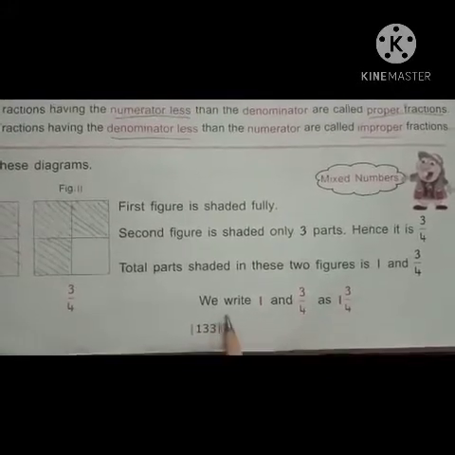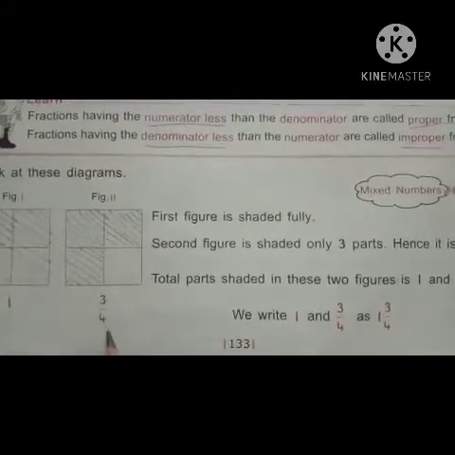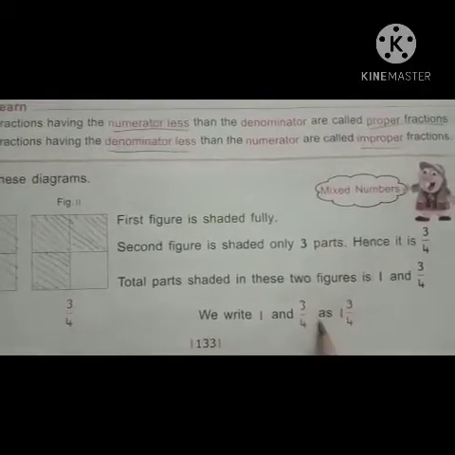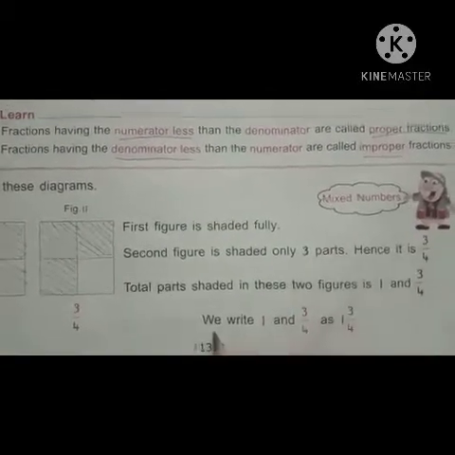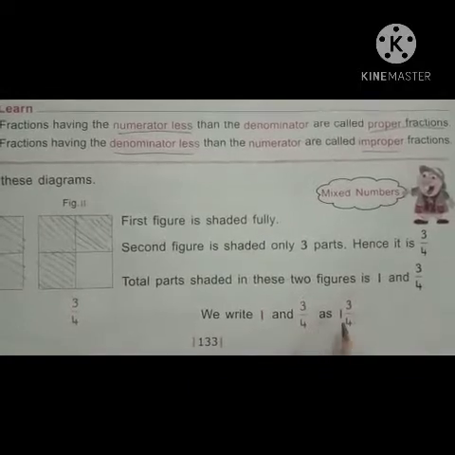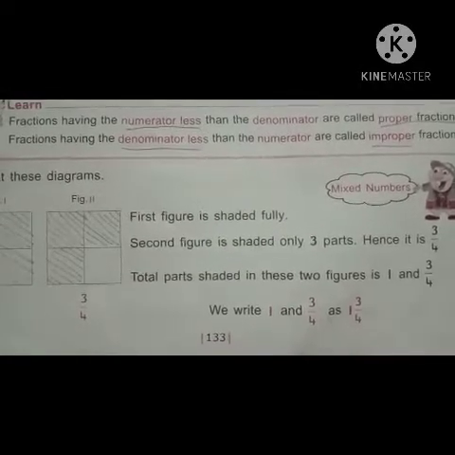How do we write this? 1, 3 by 4. We have to write this number as a mixed number. We write 1 and 3 by 4 as 1, 3 by 4.